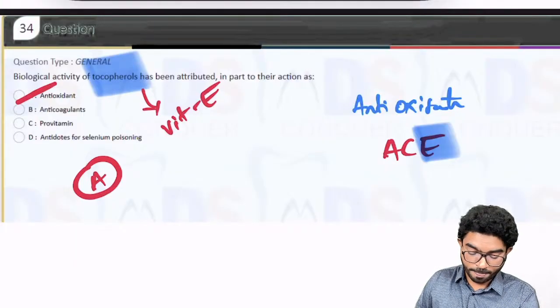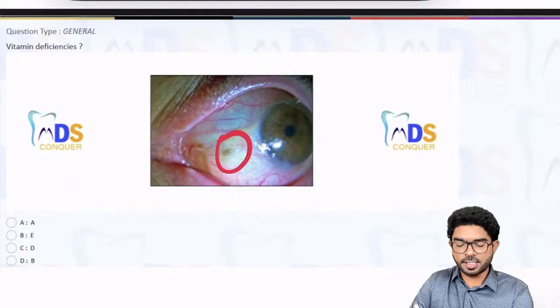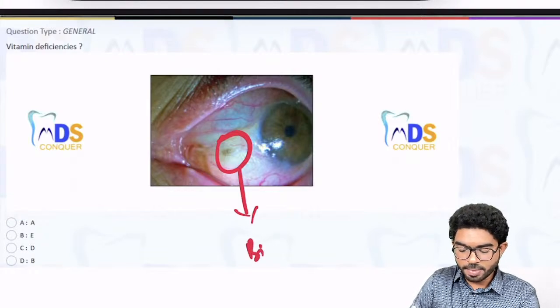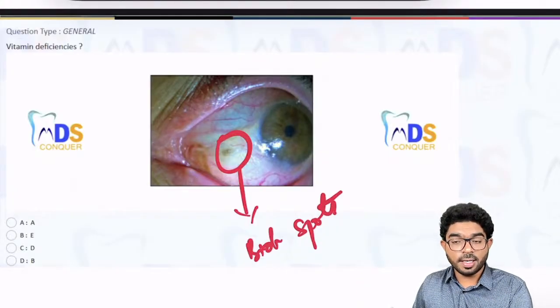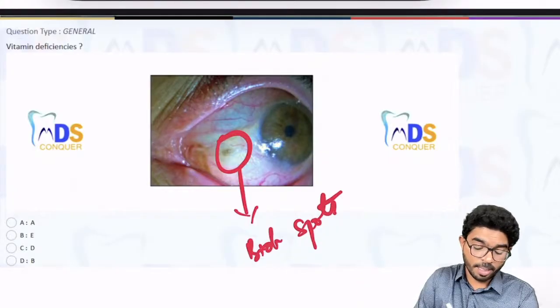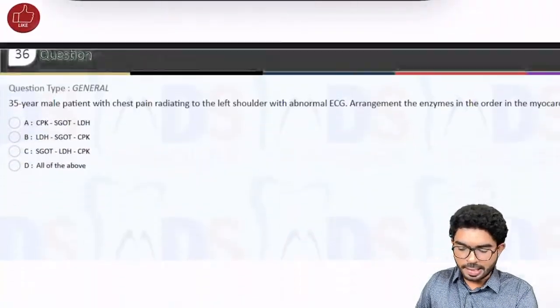Coming to 35, eye signs. I told you, Bitot's spots. Beautiful diagram. Bitot's spots. We have discussed the WHO classification of vitamin A deficiency also. So it is vitamin A deficiency, Bitot's spots. I'm done. So vitamin questions are looking slightly easy.